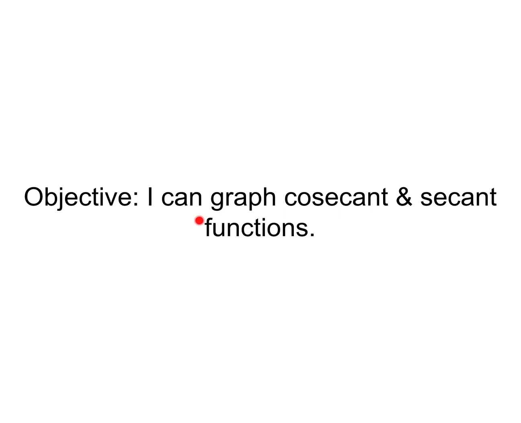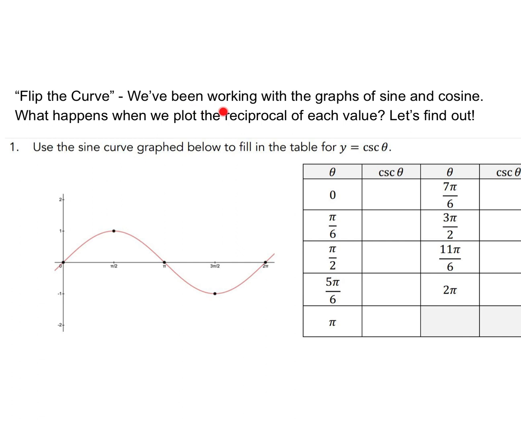Our lesson objective is I can graph cosecant and secant functions. So we've been working with the graphs of sine and cosine. So we're going to figure out what happens when we plot the reciprocal of each value. We're going to use the sine curve graph below to fill out the table for y equals cosecant of theta. Cosecant of theta is the same as 1 over sine of theta.